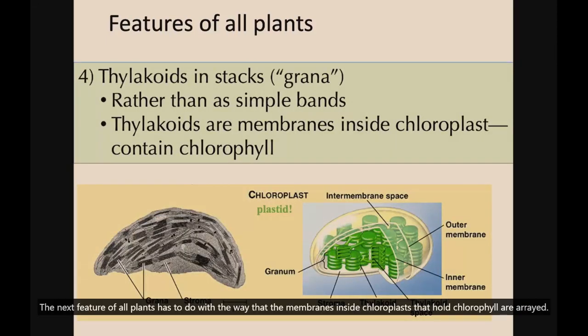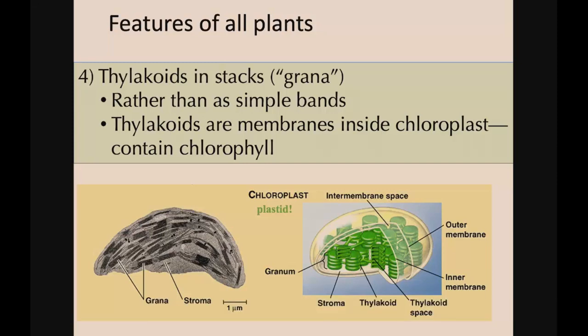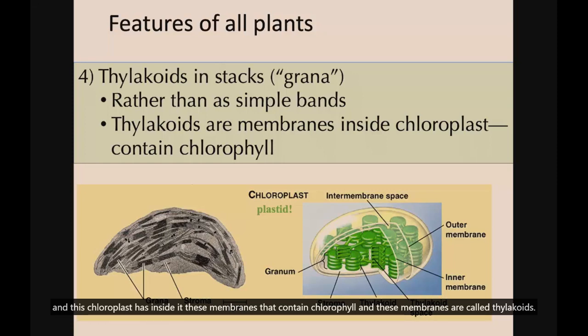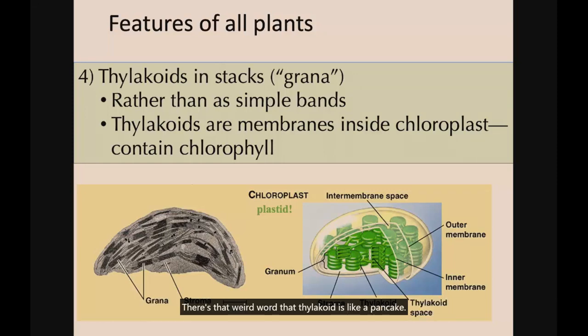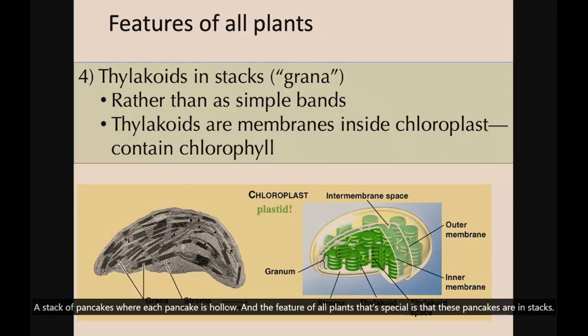The next feature of all plants has to do with the way that the membranes inside chloroplasts that hold chlorophyll are arrayed. And here's a chloroplast on the right, and this chloroplast has inside it these membranes that contain chlorophyll. And these membranes are called thylakoids. There's that weird word. A thylakoid is like a pancake, a stack of pancakes where each pancake is hollow. And the feature of all plants that's special is that these pancakes are in stacks.